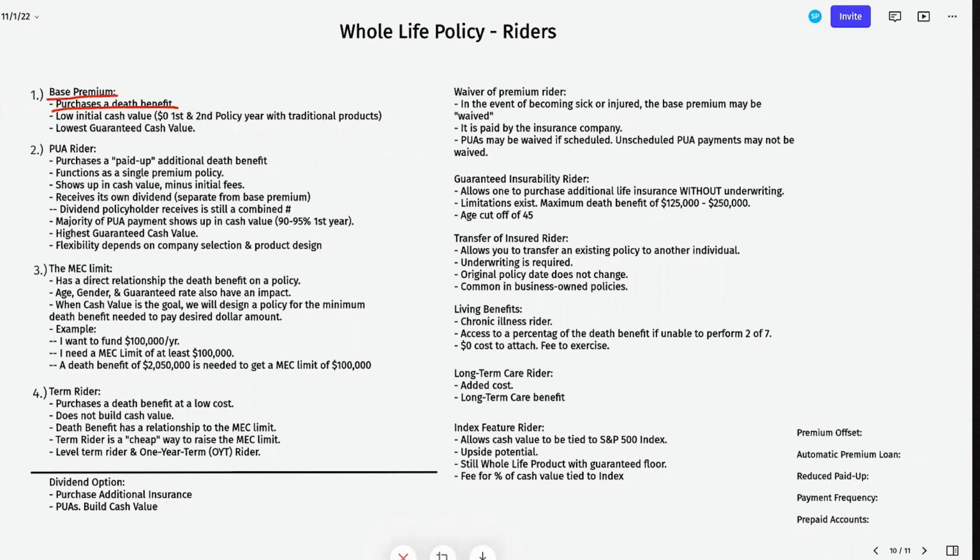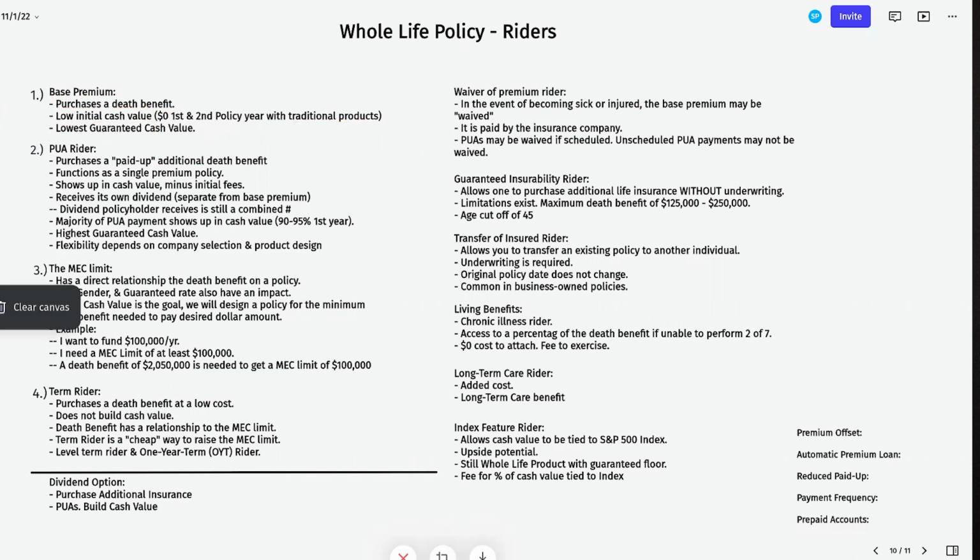Whatever that base premium is, with respect to your cash value, it's typically very low in the beginning. In the first and second year, it's often zero with traditional products. That is not the case with all products. Some products will give you a percentage of that base premium that shows up in cash value immediately. What you'll also see with the base premium is that it will generate the lowest guaranteed cash values when we compare it to dollars that could be paid toward the PUA rider. We'll touch on that a little bit more in our next video.